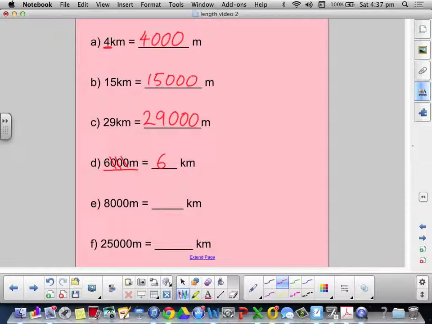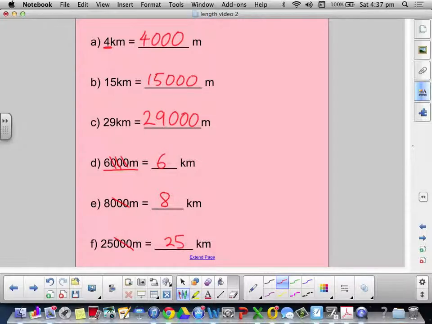I'm sure you've got these. Let's have a look. 8,000 metres. Take off those 3 zeros, will give us 8 kilometres. 25,000 metres is the same as 25 kilometres.